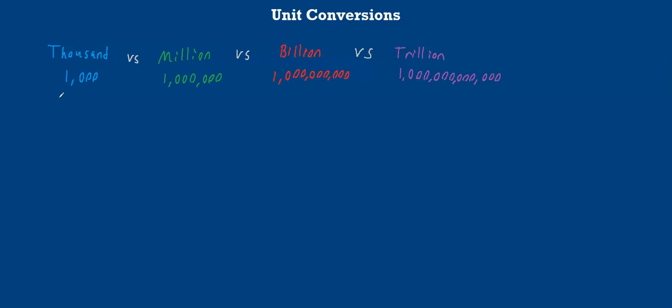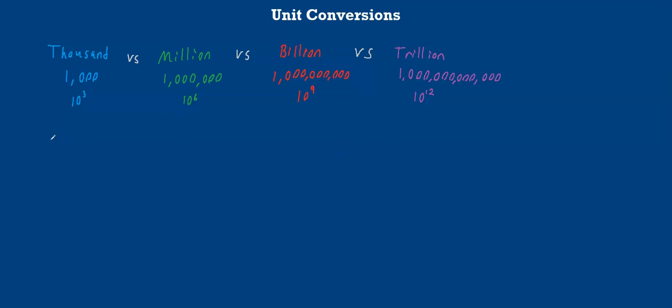And in scientific notation, this would be 10 to the third, a million would be 10 to the sixth, a billion would be 10 to the ninth, and a trillion would be 10 to the 12th, which is kind of why we have scientific notation in the first place. It's a lot easier to write 10 to the 12th than it is to write 1 and then 12 zeros. But we look at these numbers and we think, okay, they have different numbers of zeros, that's the difference, and they're all really big numbers. But what actually is the difference between these?